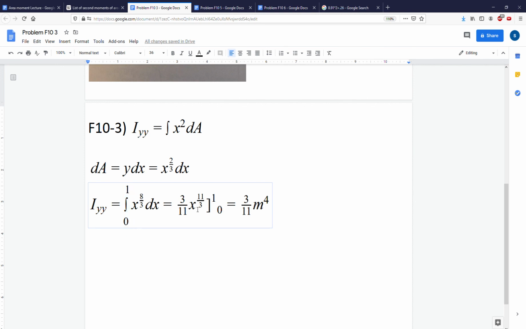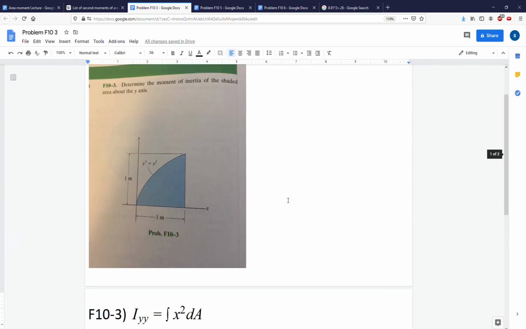If we plug in 0 for x, we get 0. If we plug in 1 for x, we get 3/11. So the answer is 3/11. Pardon me, the answer is 3/11 meters to the 4th power.